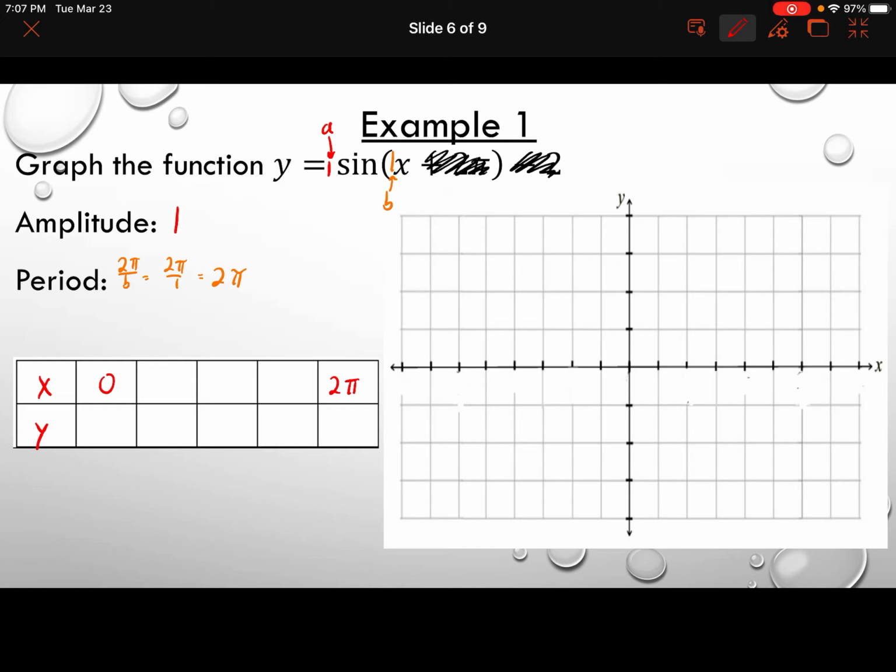And then the values in between, right? The values in between. So in between would be pi, and then between 0 and pi would be pi over 2, and then between pi and 2 pi would be 3 pi over 2.